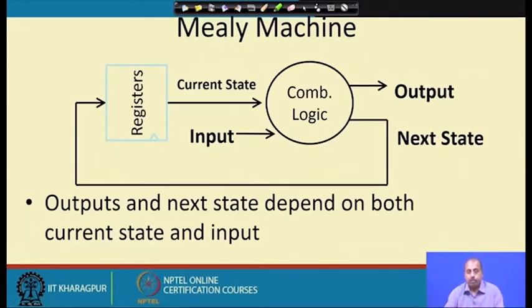Now, the type of machine that we have been looking at so far is known as a Mealy machine. In a Mealy machine, the outputs and the next state function both depend on the current state as well as the input value. So, the output function and the next state function depend on both the current state value and the input value. This is the standard Mealy machine, the standard finite state machine that we have seen so far.